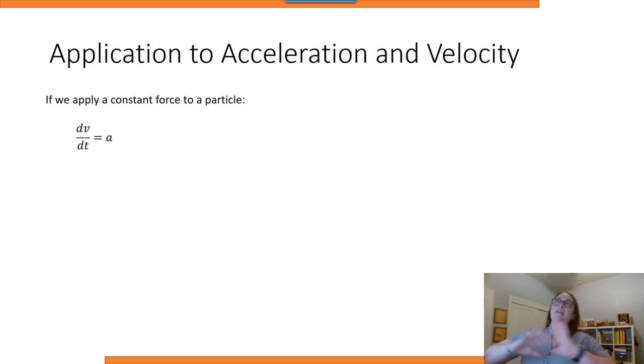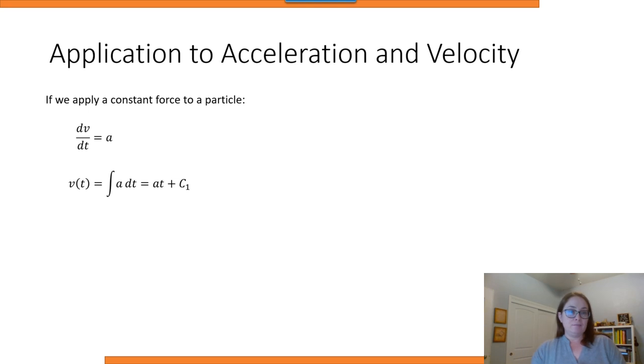Let's say I take a particle, I apply a constant force to it, and so the acceleration is a constant. We'll call it a. So dv dt is a, is one way of representing that. If I integrate that function, that will get me my velocity function. So the integral of that constant a would be a times t plus a constant of integration.